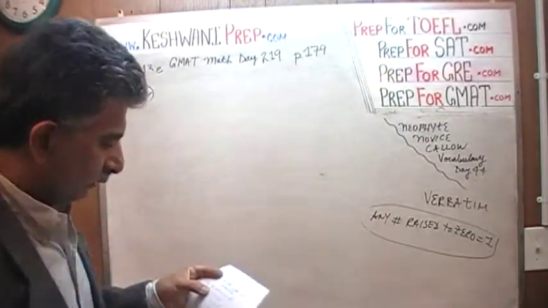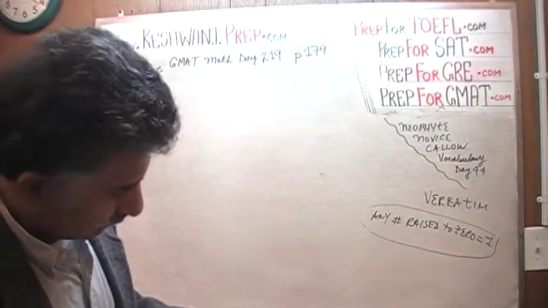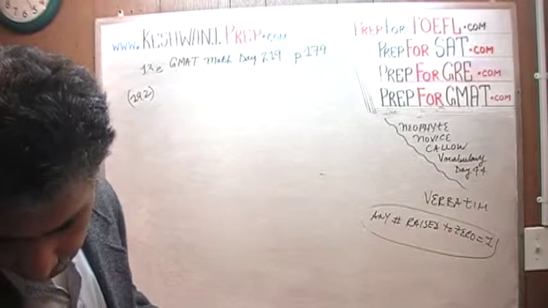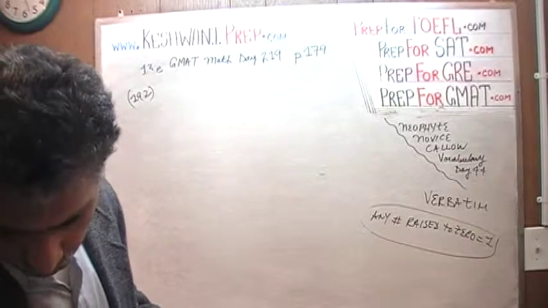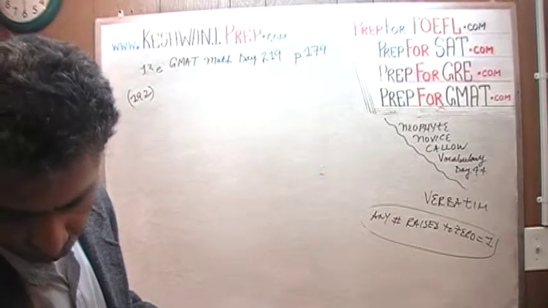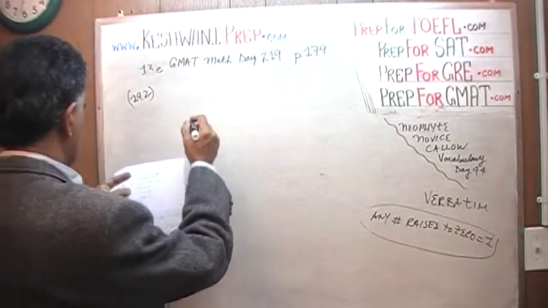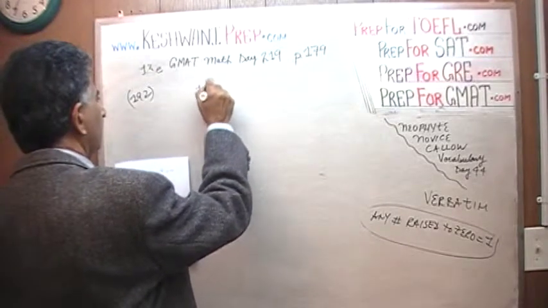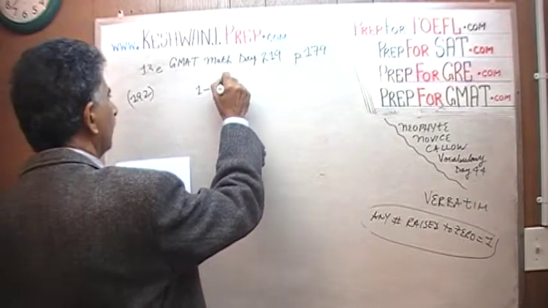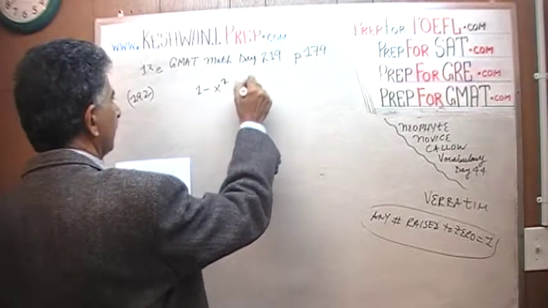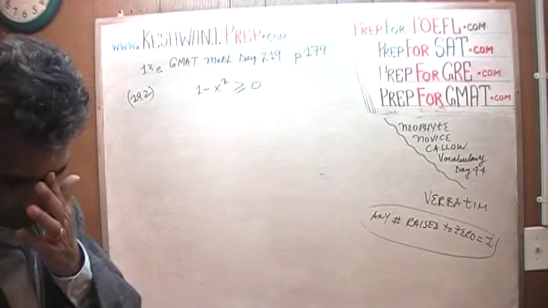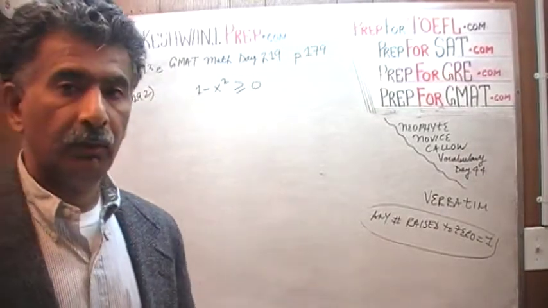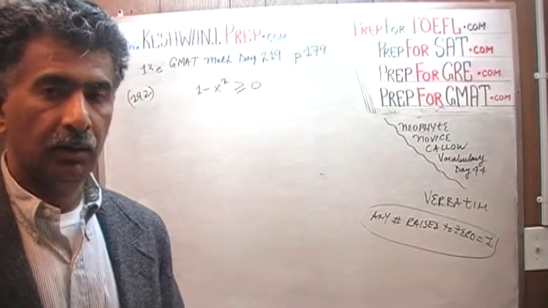Which of the following describes all values of x for which this part is true: 1 minus x squared is greater than or equal to 0. 1 minus x squared is greater than or equal to 0, and the question is what values of x would hold this thing true.